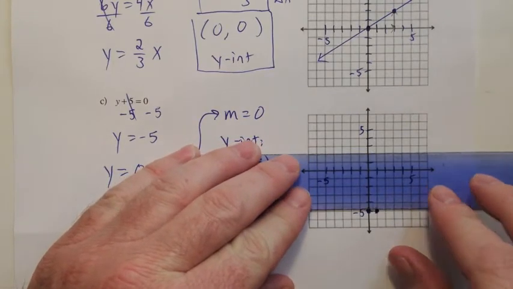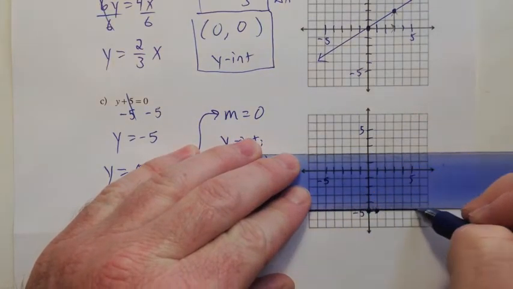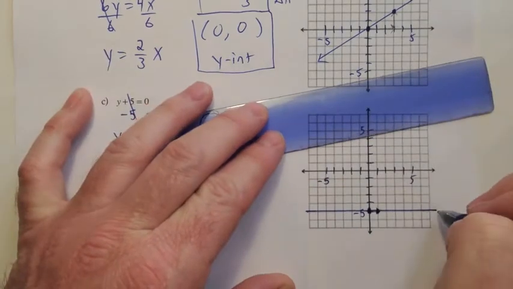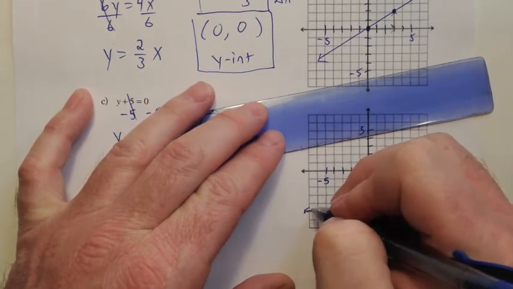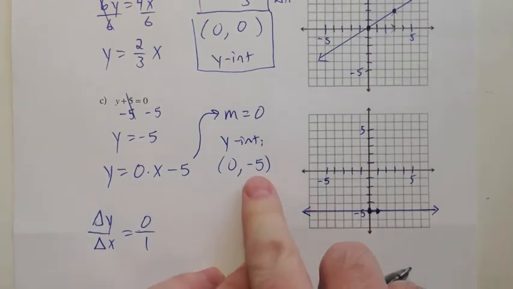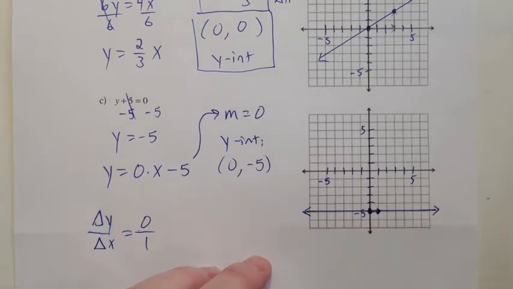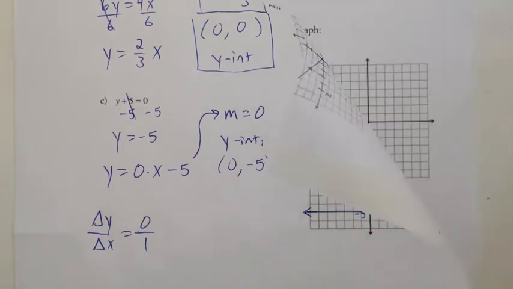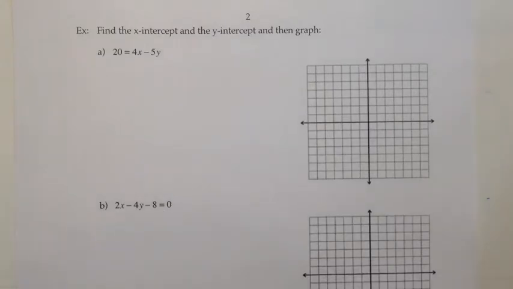To be honest with you, I wouldn't use the slope there like that. It works, but I would just recognize that when I have a Y equals a constant line, that's always a horizontal. So I would just go down to my intercept and then draw in the horizontal line, and that would be that. Continuing on with page 2, they want us to find the X-intercept and the Y-intercept and then graph.